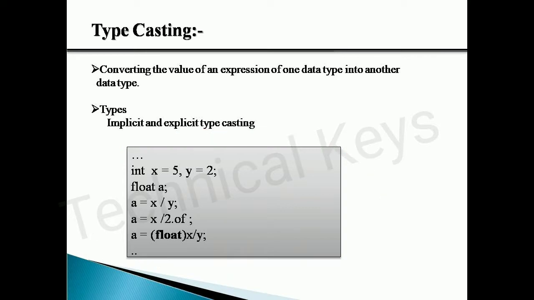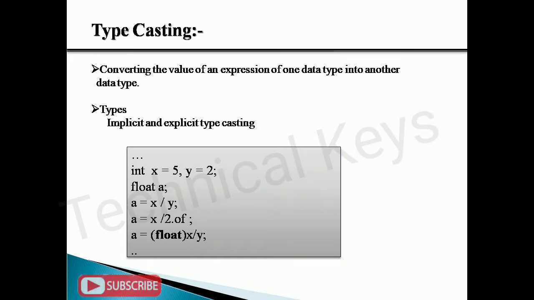Basically, there are two types of typecasting, implicit and explicit. You can use any one of them. By default, the compiler uses the implicit one. Consider an example where I have two integer values, 5 and 2, and I try to perform a division of 5 and 2.